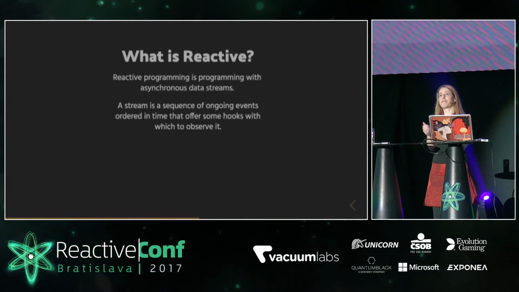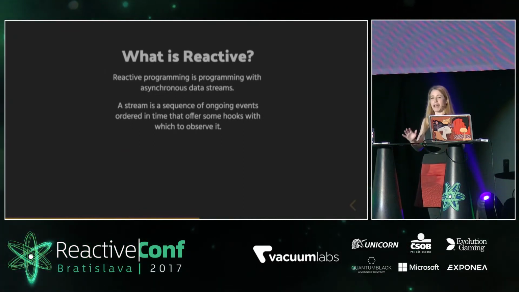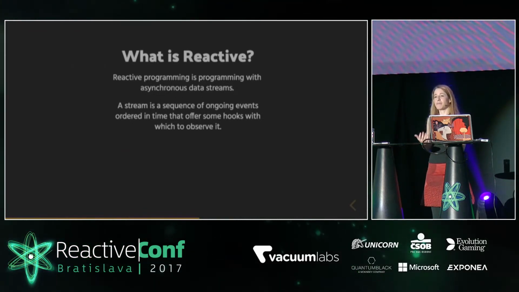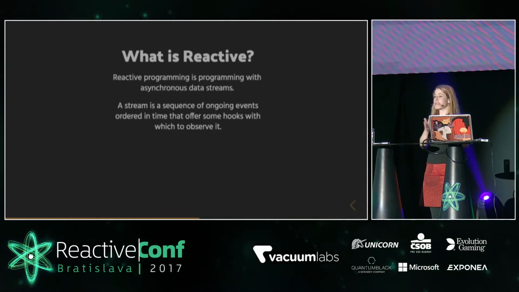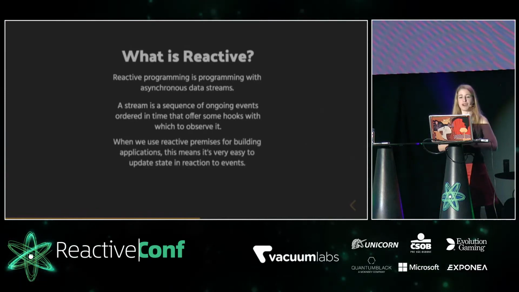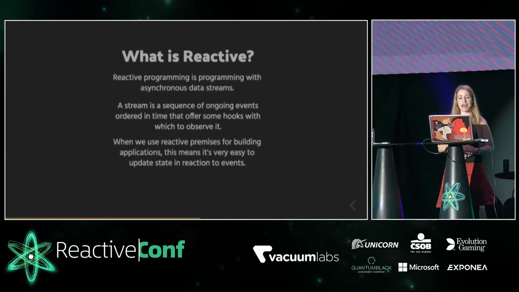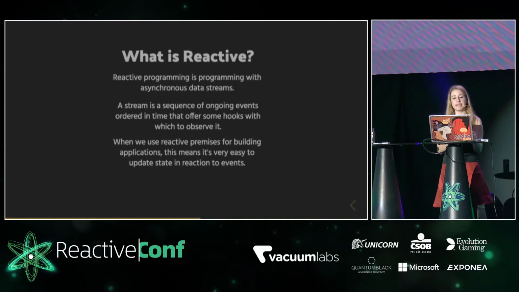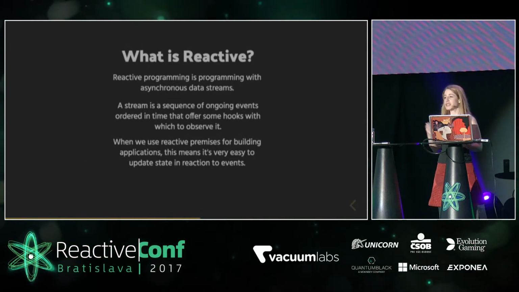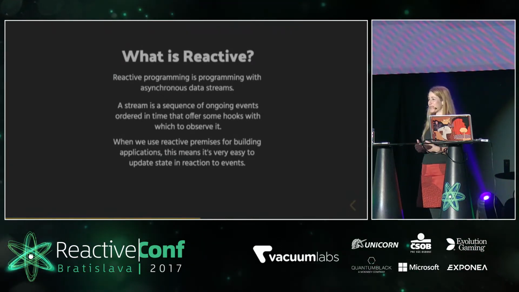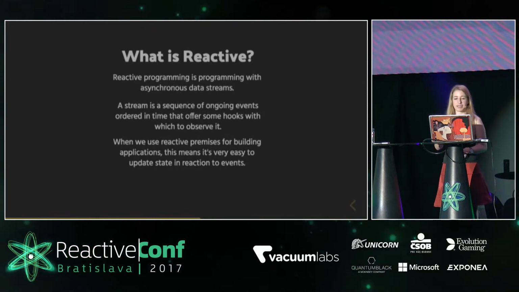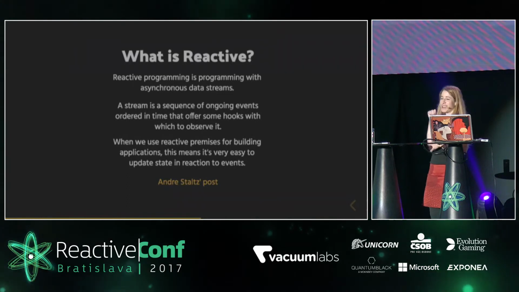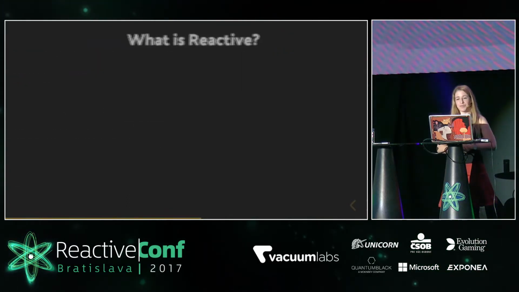Mike Bostock, who wrote D3, said it best: reactive programming is really compelling because it allows you to write asynchronous code as if you were writing it synchronously. So when we use reactive premises for building applications, it's really easy to update state in reaction to user events, which is a typical use case, right? A lot of us are reacting to events when we make application logic. And Andre Staltz has a really great post on this on GitHub, too.